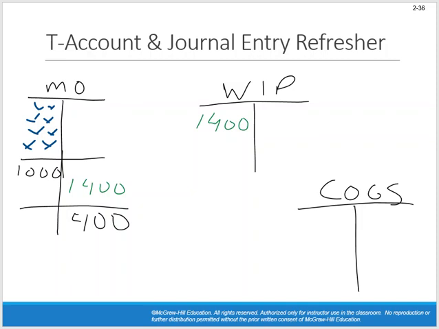So we have overapplied our MO by $400. Too much. We didn't even incur that much MO and we've applied that much into jobs. So we're overapplied by $400. Well, how do we fix it? We have to make the MO bucket empty. So to make the MO bucket empty, we're going to have to put a debit of $400 into MO. Sorry, a little sloppy here.